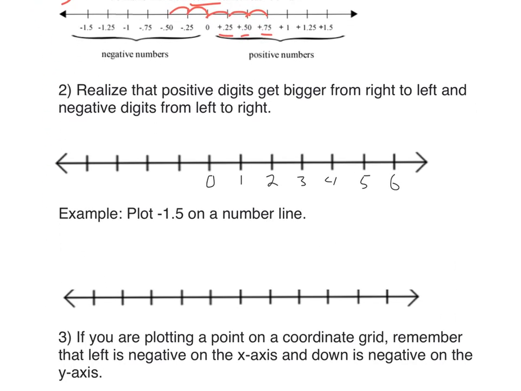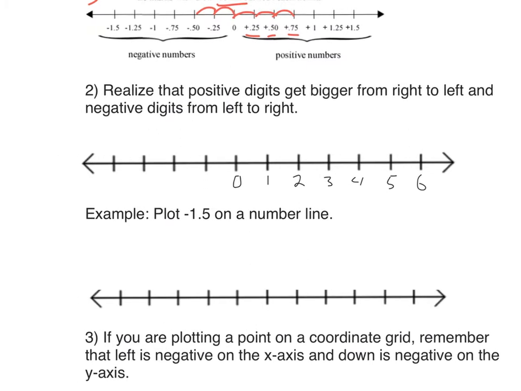The next thing you do is realize that positive digits get bigger from left to right and negative digits from right to left. So I'm just talking about the digits. So to the right here, they get bigger: 1, 2, 3, 4, 5, 6. And it's going to get bigger the other direction. It's just going to be negative. Negative 1, negative 2, negative 3, negative 4, and so on.